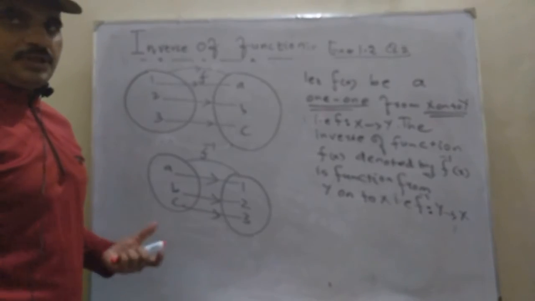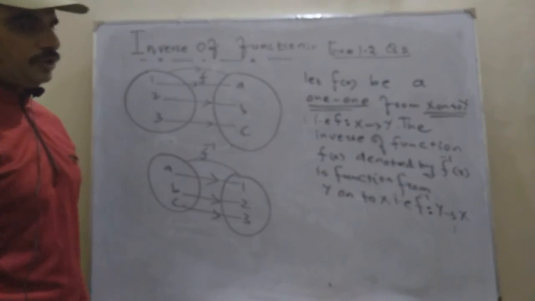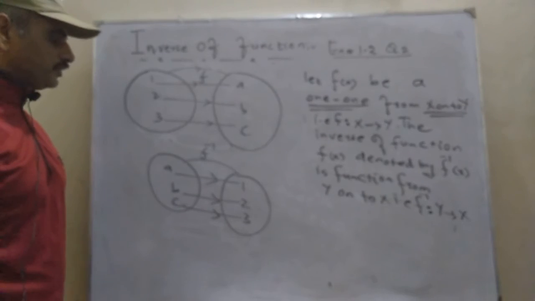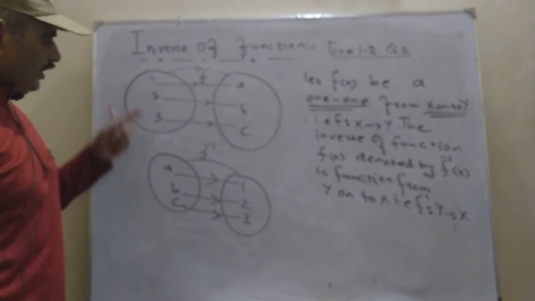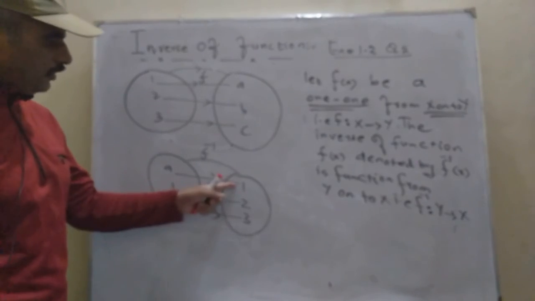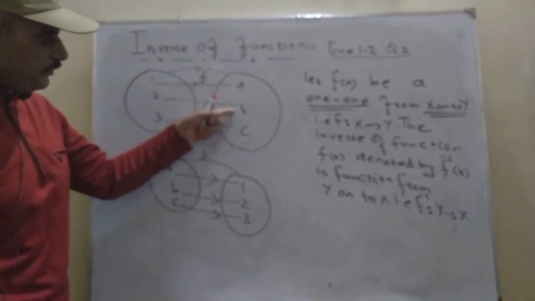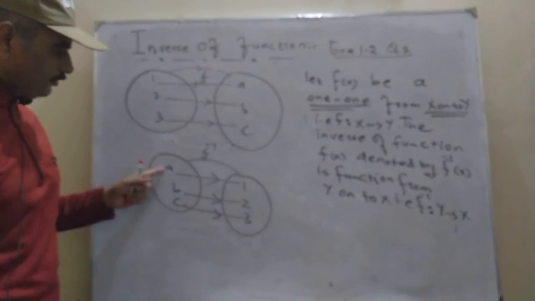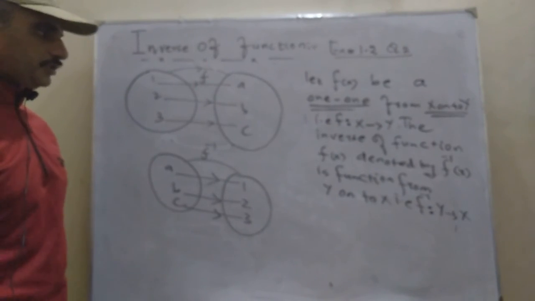And what happens in inverse of the function? The domain and range of the function interchange. The domain values of the function become range values of the inverse function, and range values of the function become domain values of the inverse function.